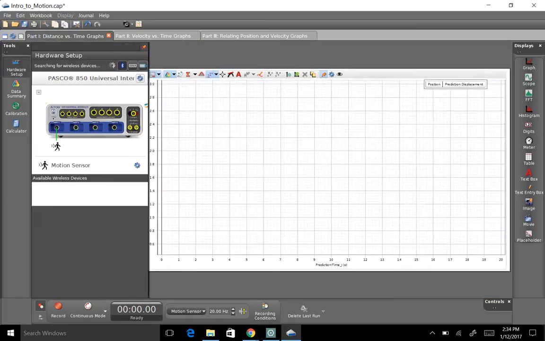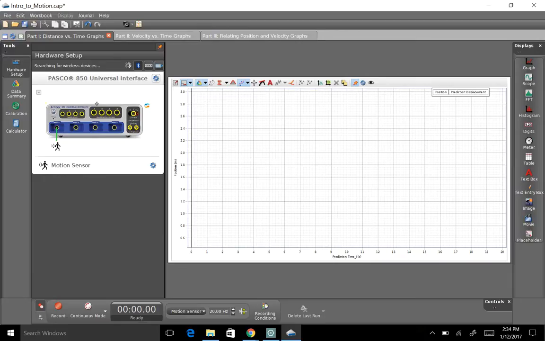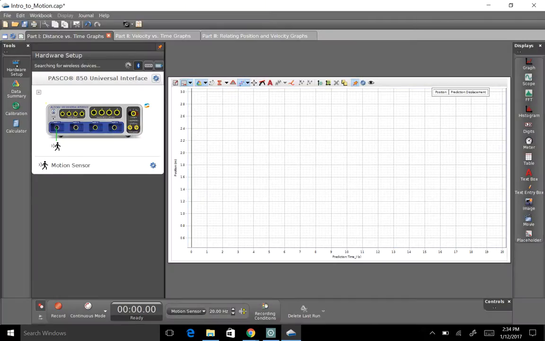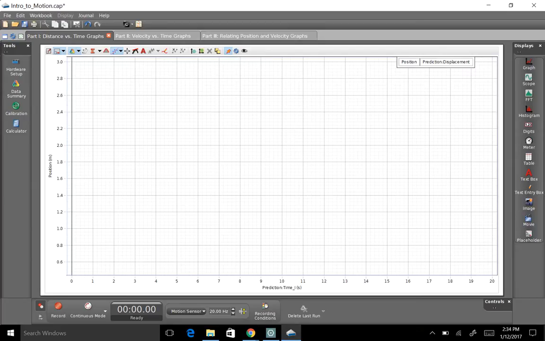Number one, the hardware setup shows me that I have this interface and that I have my motion sensor connected. If I needed to calibrate the motion sensor, I would click that little gear, and the speed of sound is what you do to calibrate it. But we're just going to leave that as it is. This graph will graph down here at the bottom where it says motion sensor 20 hertz. That's telling me how much data it's taking per second. So it's taking 20 pieces of data per second. If I click record, it starts taking data.